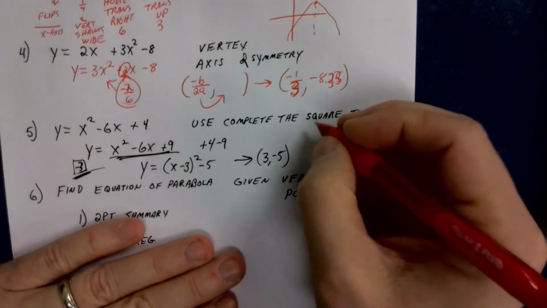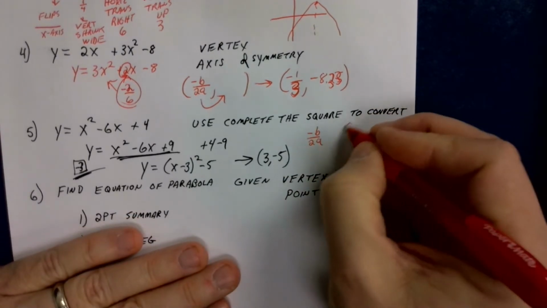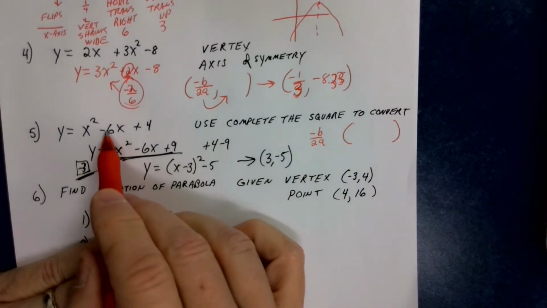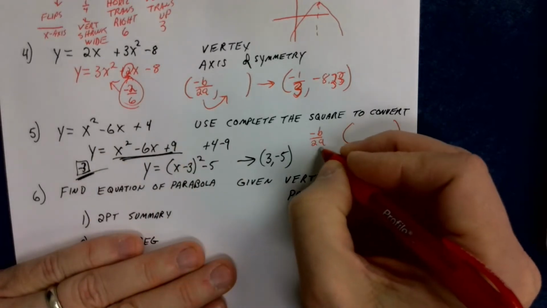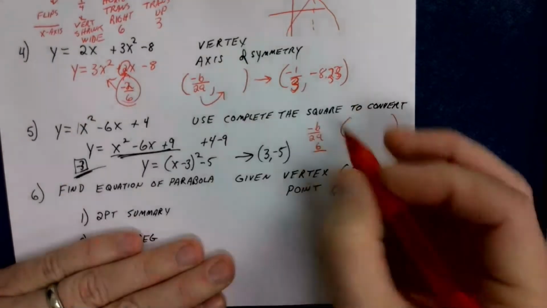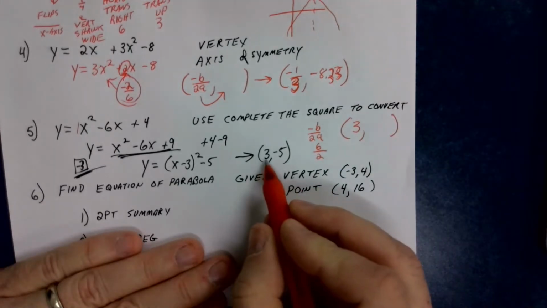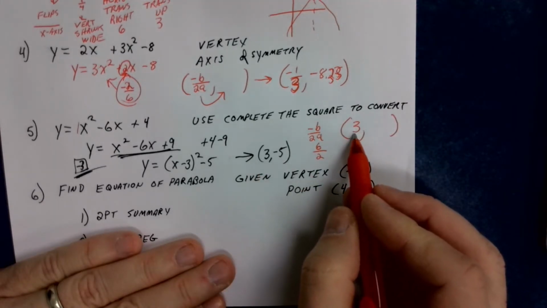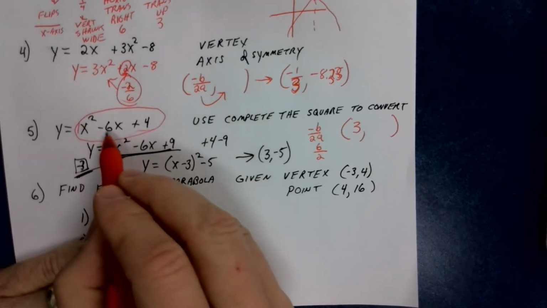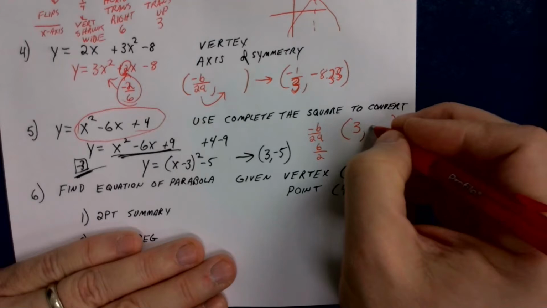Let me check on our negative b over 2a. See if the algebra works the same as what completing the square did. So negative b, so negative negative 6. I'm going to go a little slower this time, right? Negative negative 6 is 6 over 2 times a. 2 times 1 is 2. 6 divided by 2 is 3. Look at that. And that's what I got. I got a 3. Now I take 3 and I plug it into this equation. 3 squared is 9. 9 minus 18 is negative 9. Negative 9 plus 4 is negative 5.